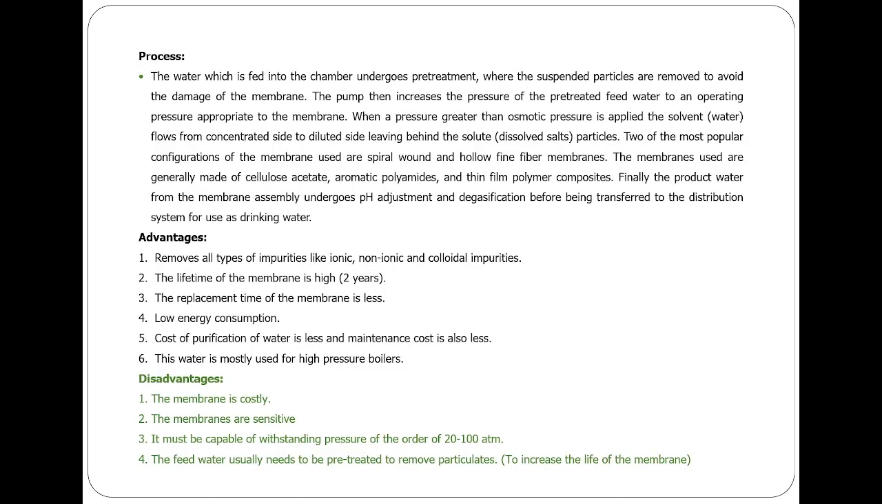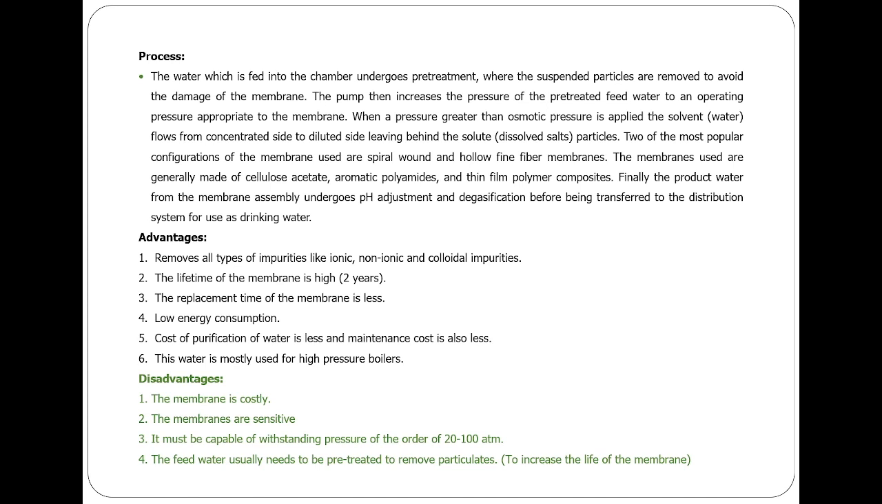The advantages of this reverse osmosis process are it removes impurities like ionic, non-ionic, and colloidal. The lifetime of the membrane is high, that is almost 2 years. The replacement time of the membrane is less. There is a consumption of less energy also in this. The cost of purification of water is less, and even maintenance cost is very, very less. So this particular method, or this water, is mostly used for high pressure boilers.